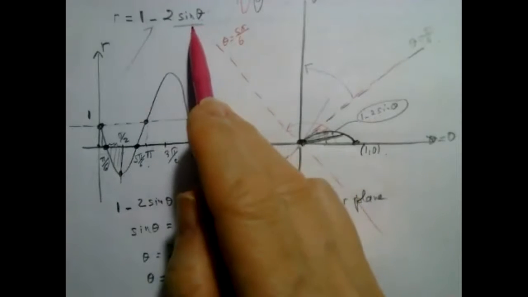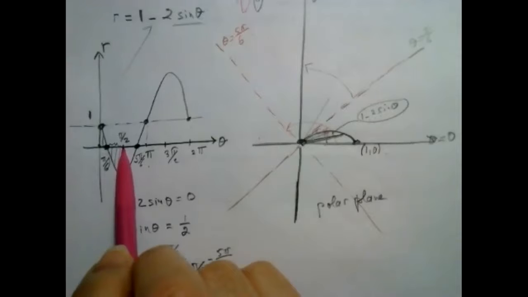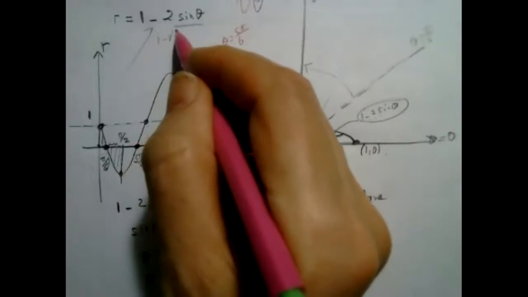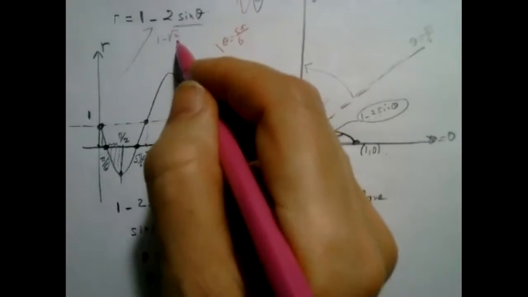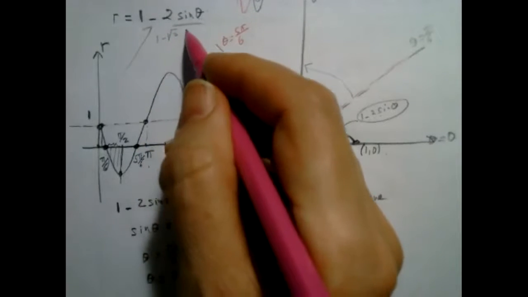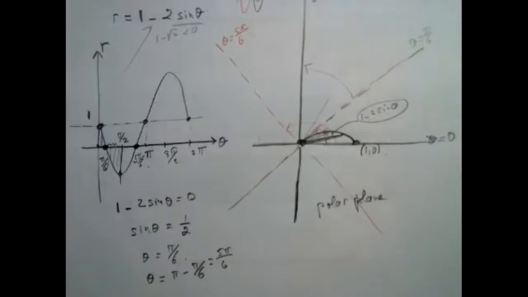So try pi over 4, let us say. Pi over 4 is between pi over 6 and pi over 2. If I plug in pi over 4, I will have 1 minus 2 times the square root of 2 over 2. It means 1 minus the square root of 2, which is a negative number.